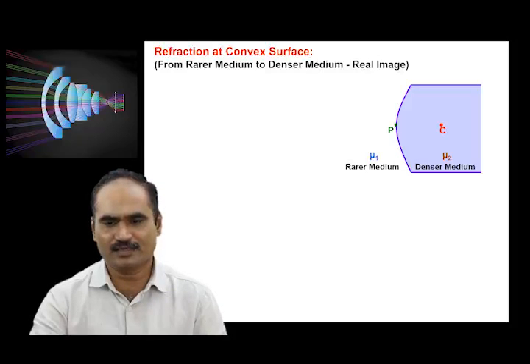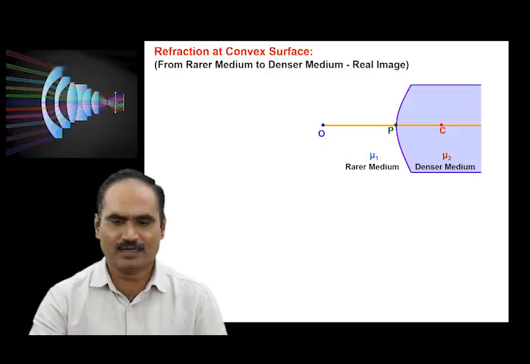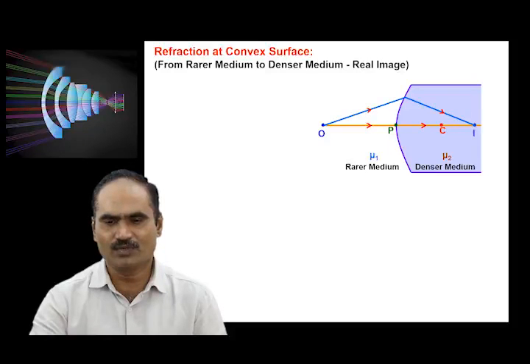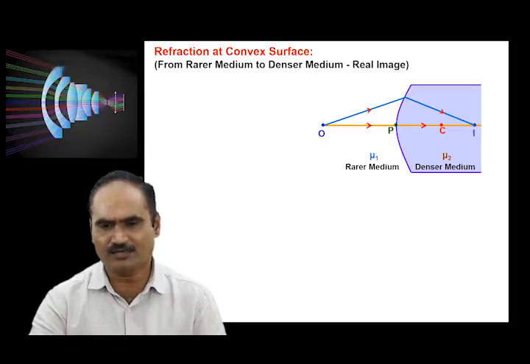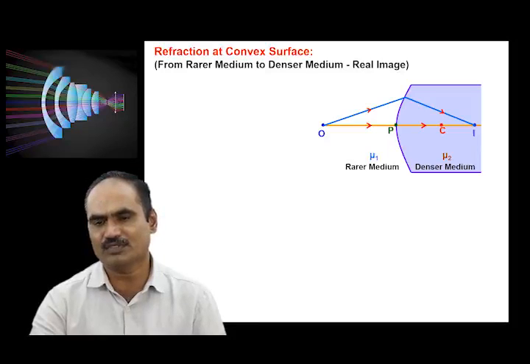By considering these conventions, let us go for the equation of refracting surfaces, right? Now let us consider a rarer medium and a denser medium. This is the pole and this is the center of curvature. The refractive index is mu2 for the denser medium and mu1 for the rarer medium. Now this is the principal focus. Let us take an object at O. The light ray from the object O, incident on this refracting surface, undergoes refraction like this. Because of this medium interface and the surface, it refracts towards the principal axis and forms an image at I.